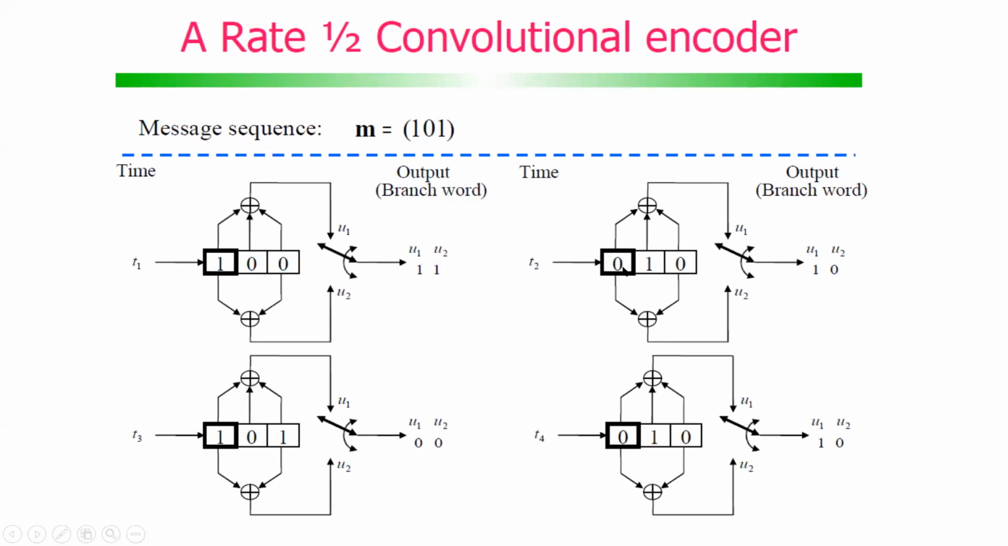This 0 comes, this 1 moves forward, this 1 comes here. Again, the XORing will be done. So this is 010, and the XORing of 010 will give you 1 for U1, and for the second XOR it will be 00, so it will give you an output of 0. So now the branch word is 10, correct?